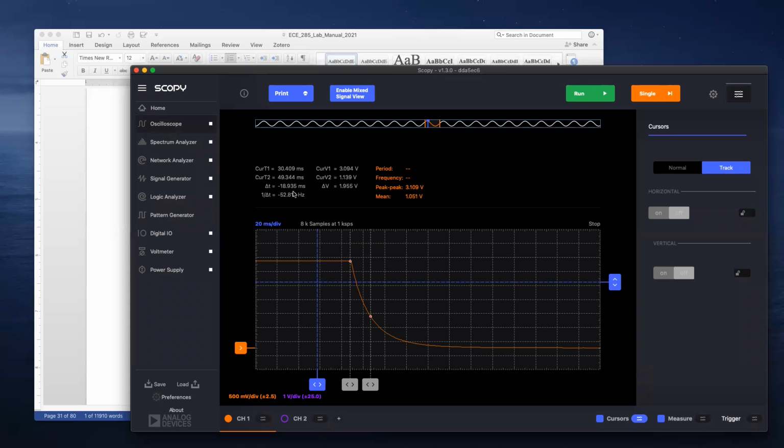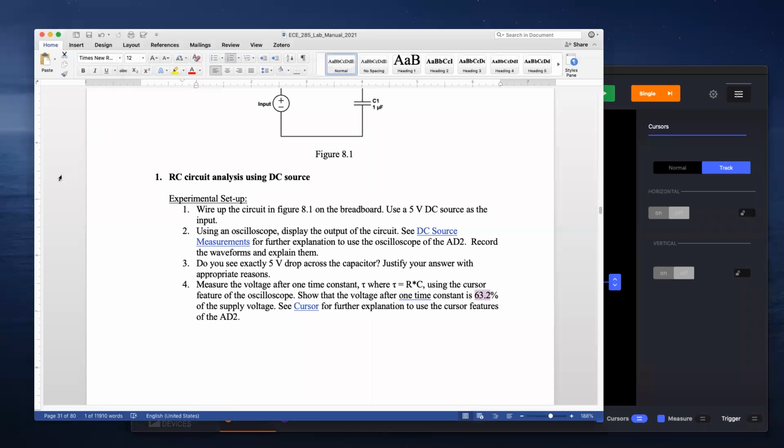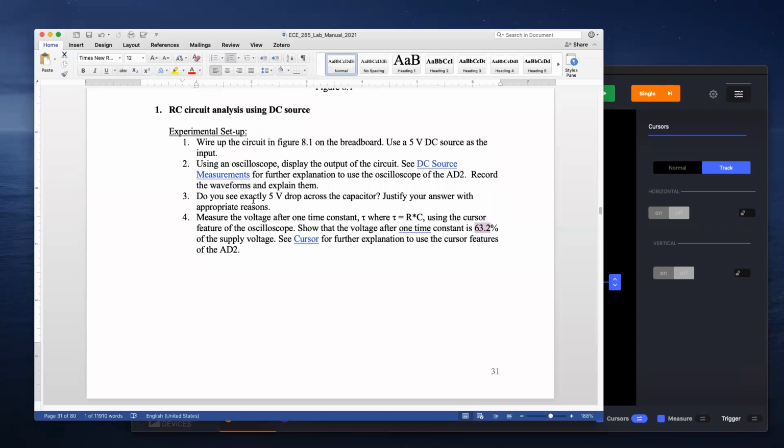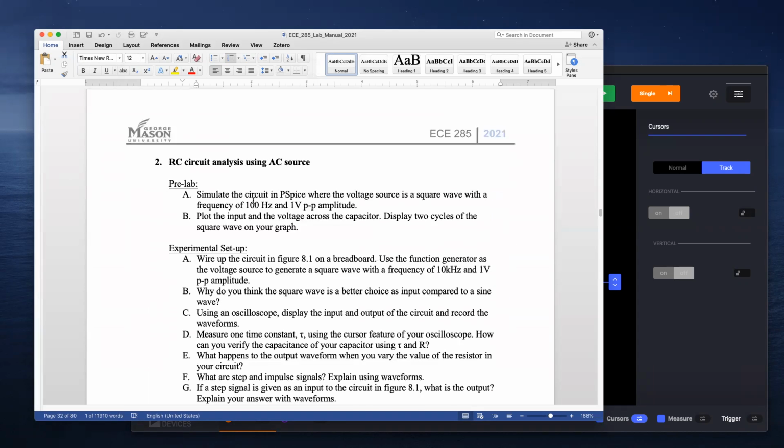If I measure that change in time, if I scroll over to delta t, it doesn't matter if delta t is negative or positive because it's just a difference in time. I see that my delta t is about 18, actually it's 19 milliseconds, which means it is about 1 millisecond off from my theoretical time constant. That's pretty close to the theoretical calculation, so that data result is very good. Now that's how you can transition into experiment 2, because you're done with the DC portion.